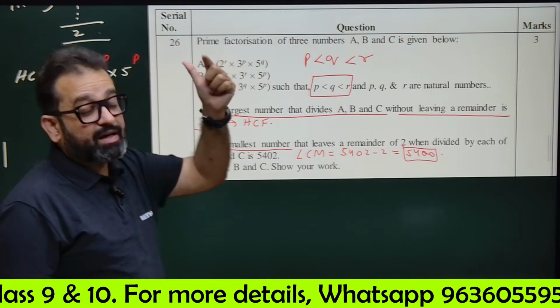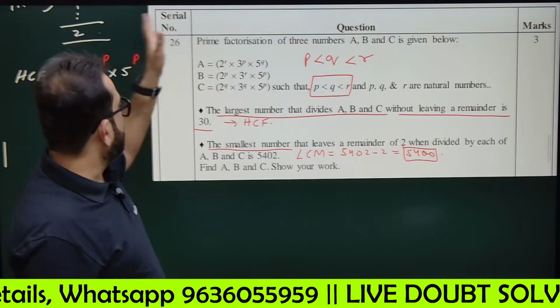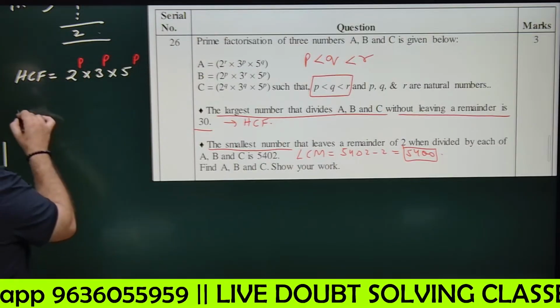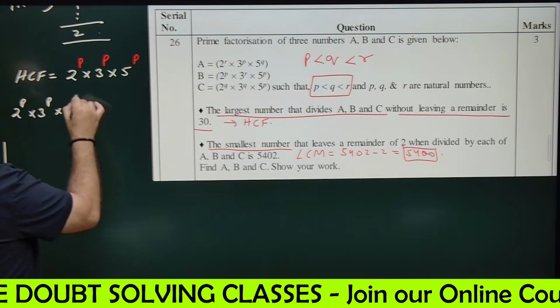Common factors, but with their lowest power. And what is the lowest power? Lowest power is p, so all of them will be with p. And this equals 30. So I'll write 2 raised to power p into 3 raised to power p into 5 raised to power p, and that's equal to 30.